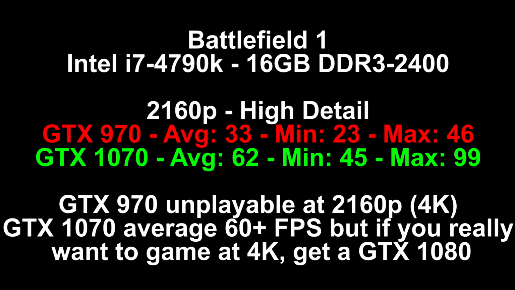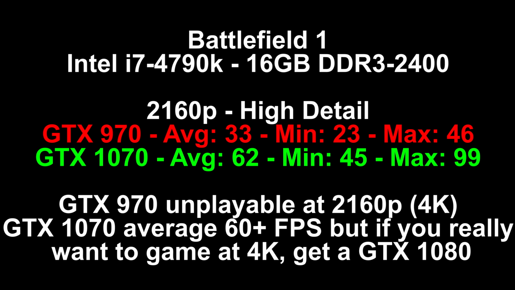What about the 1070? Yes, it was very much playable. An average of 62 frames a second with a minimum of 45. Now you can add about 5 or so frames a second back to that minimum if you turn Shadow Play off. So with a minimum of about 50 with Shadow Play off, completely playable.